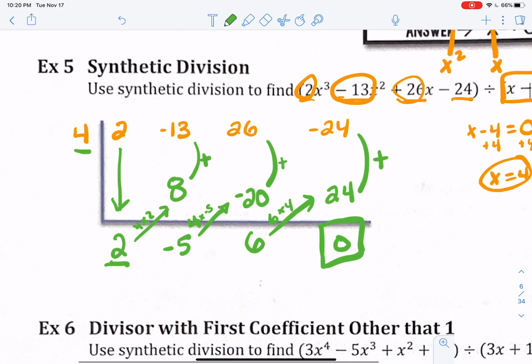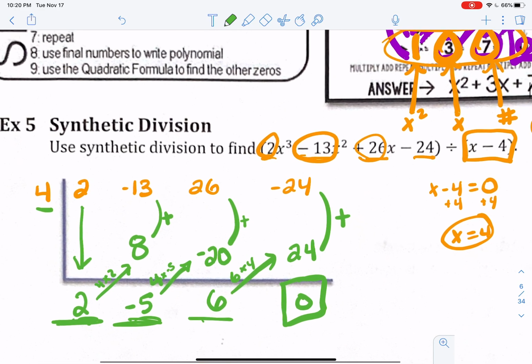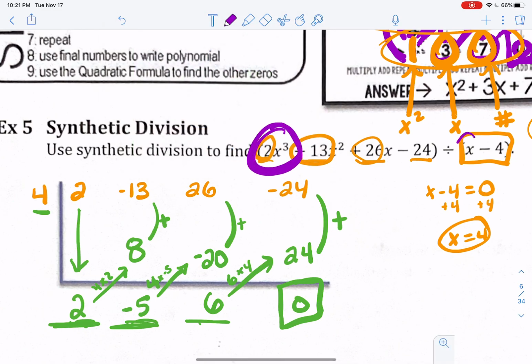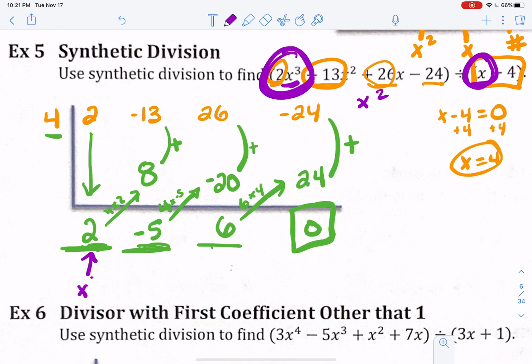All right, now I have my numbers 2, negative 5, 6. Those are my 3 numbers that I have when I do my division. I have to put the x's back in there. So I started with x to the 3rd power, and I was dividing by x, okay? X to the 3rd power divided by x is going to give me x squared. So this first number here is going to be an x squared. Really, it's just 1 less than what you started with. X to the 3rd power, 1 less than that is x squared. So this first number here, this 2, is going to be an x squared.